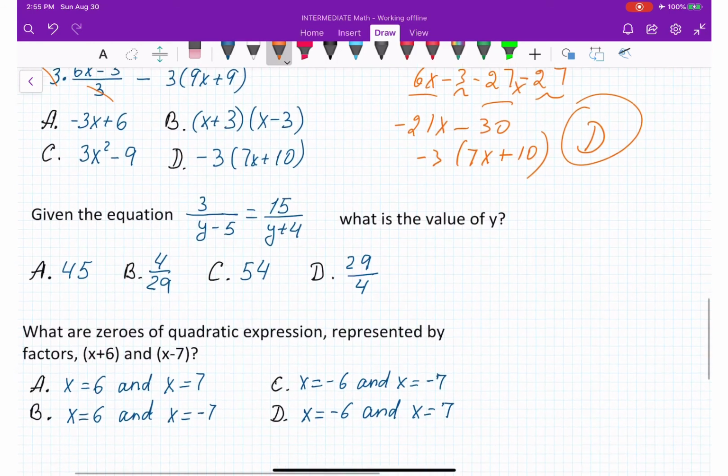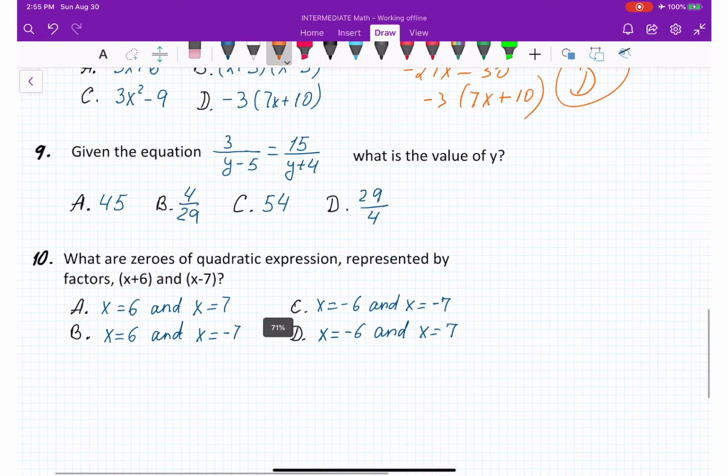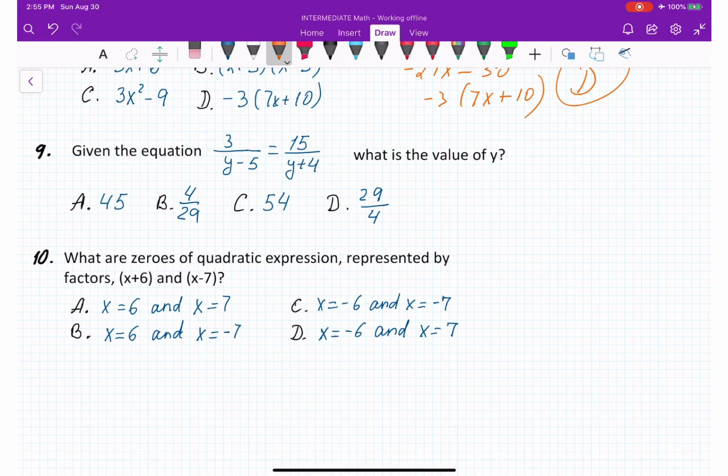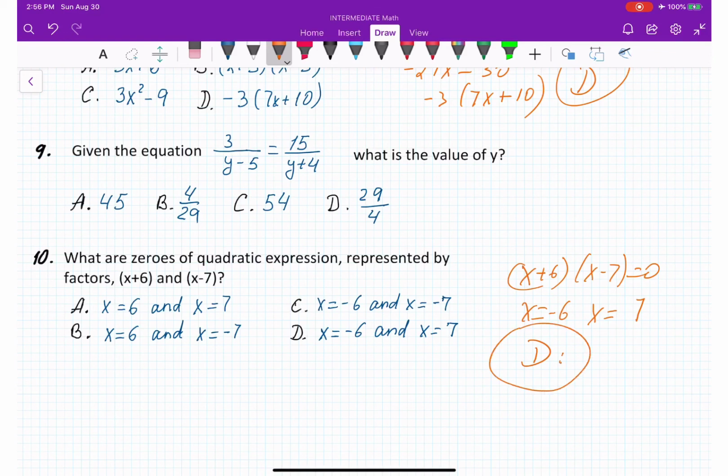And the last one, it says, what are the zeros of the quadratic expression represented by x plus 6 and x minus 7? It's the same thing if I write x plus 6 times x minus 7 equals 0. X is equal to negative 6, x is equal to positive 7. D.